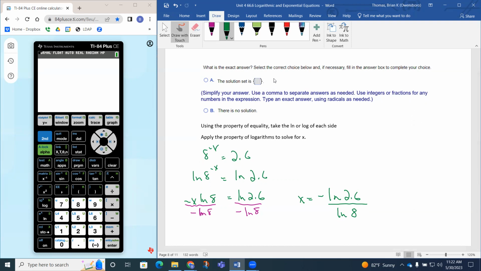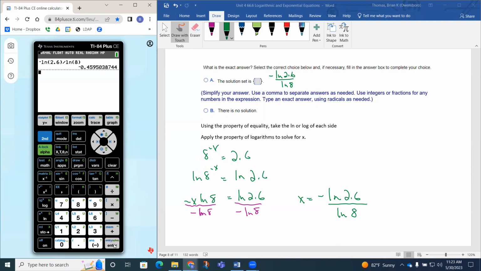So in our solution set, it's actually going to be the negative natural log of 2.6 over the natural log of 8. That's going to be the exact answer. So if I change that to a decimal, if I type into the calculator the negative natural log of 2.6 divided by the natural log of 8, this will give me the actual answer.